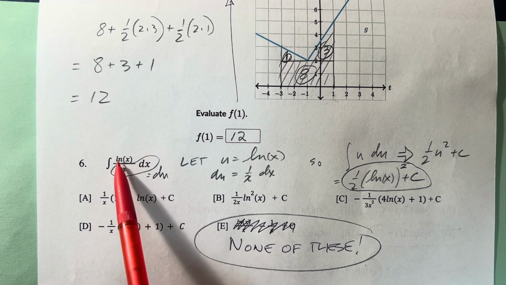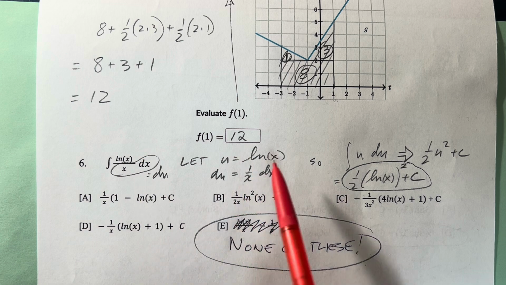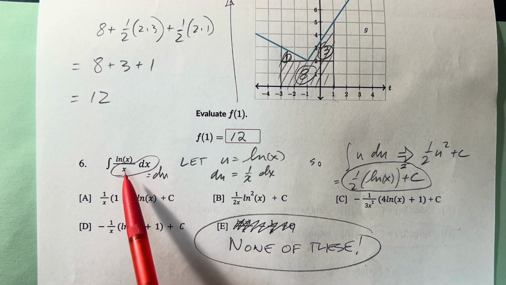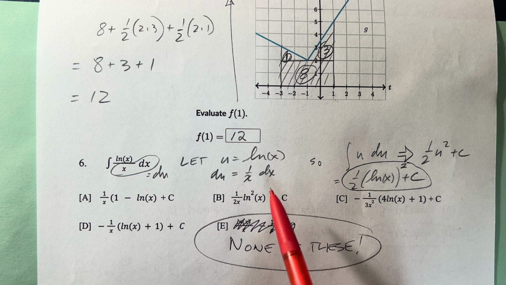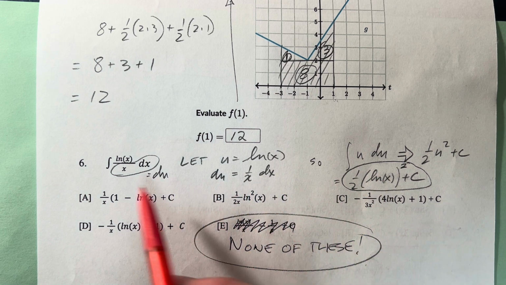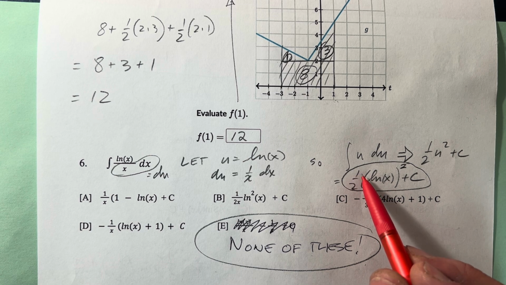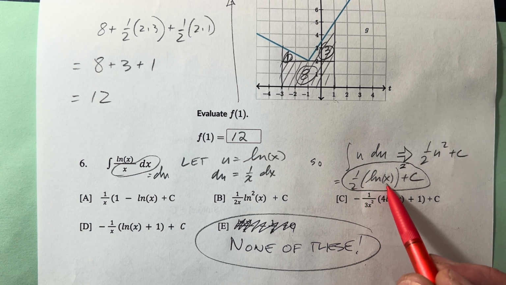If I'm letting my u be the ln of x, when I take the derivative, I get 1 over x, and that's my 1 over x down there. So again, when I make this substitution, I'm getting sort of a twofer. Out comes the x dx, and I end up with just 1/2 ln of x plus c.